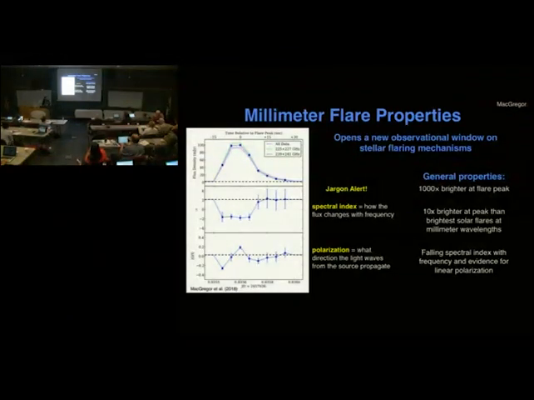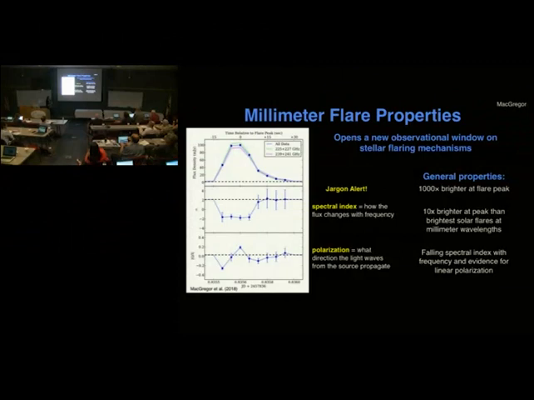We never actually, before this, detected millimeter emission from a stellar flare. So this is an entirely new observational window for us. A few general properties: at its peak, the flare is 1,000 times brighter than during quiescence. If you compare that to solar flares, which we've detected a handful of at millimeter wavelengths, it's 10 times brighter than the brightest solar flare we've ever seen in the millimeter.